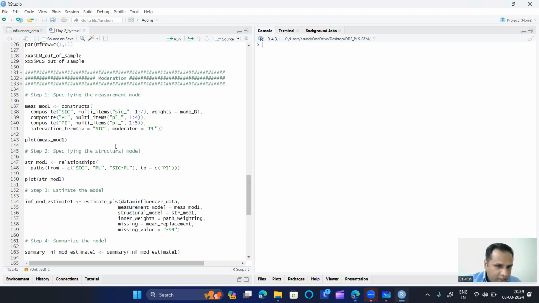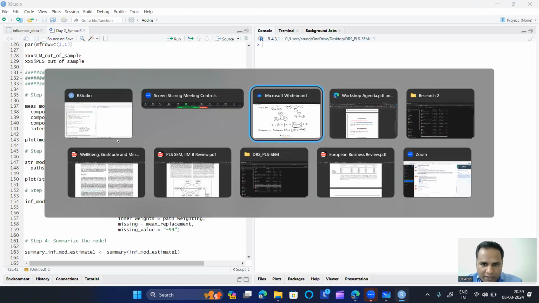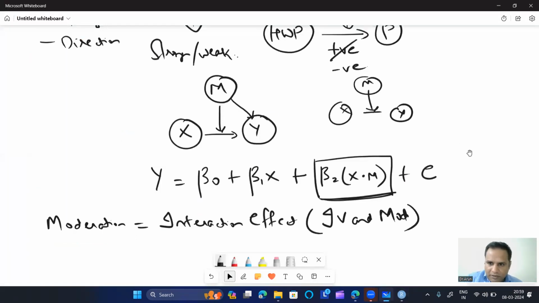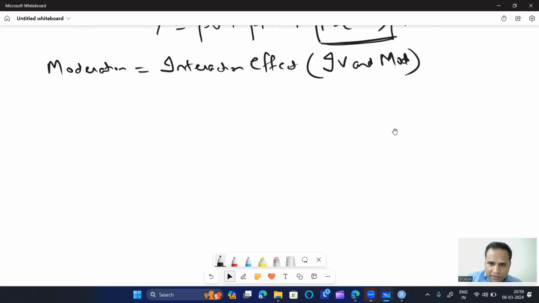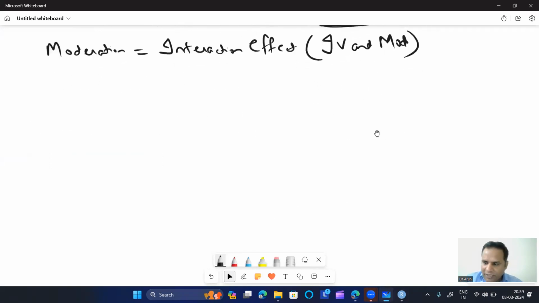Let's check moderation. See, now what I have done. Now here you can do model comparison, Kiran. Very easily you can do model comparison. Now, friends, all of you just pay attention. See, now what I have done, I have taken the earlier SIC PI model.